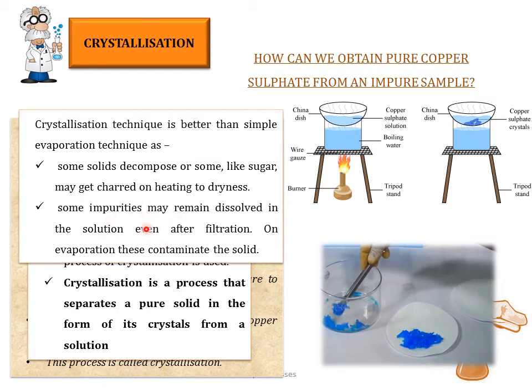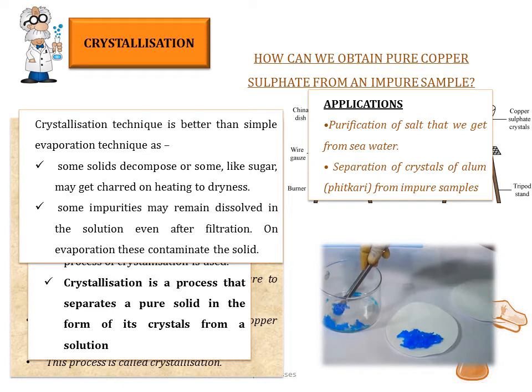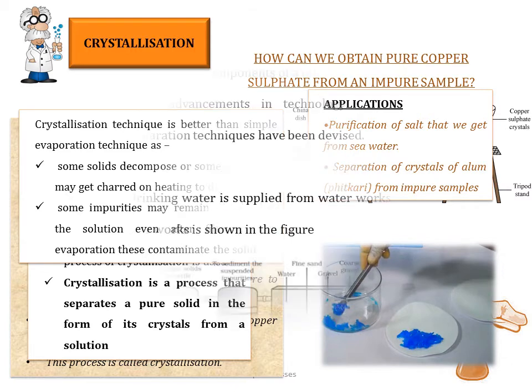So this contaminates the solid. So because of this, we can say that crystallization technique is better than evaporation technique. Now let's see the applications of crystallization for the purification of salt that we get from seawater, or separating the crystals of aluminum from impure samples.